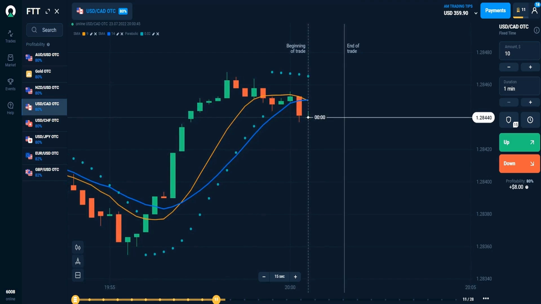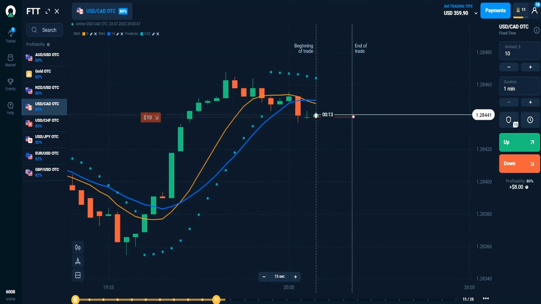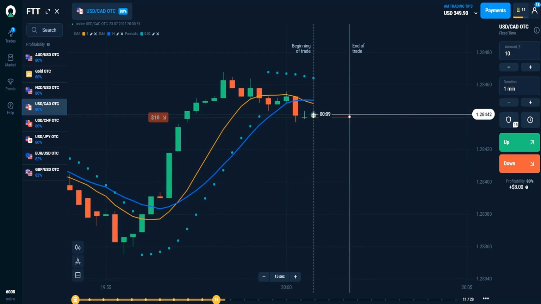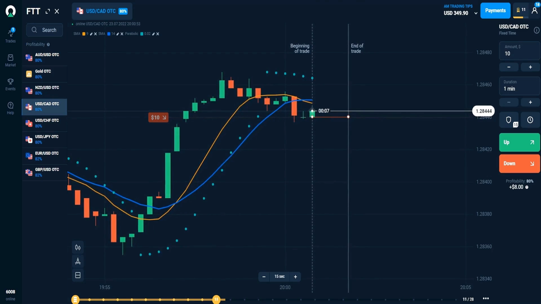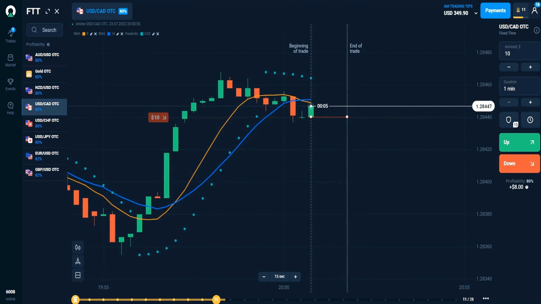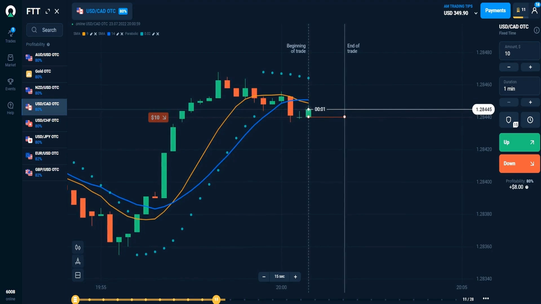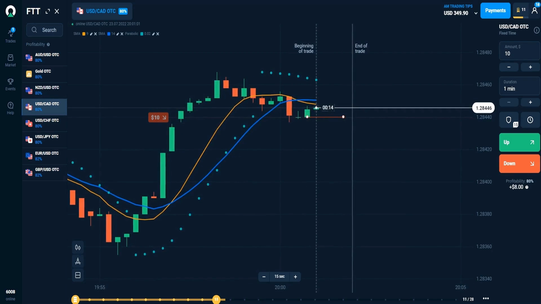All right, traders, let's take a closer look at this sell trade I've just placed. In this setup, we had a perfect alignment of signals. First, notice the crossover between the 2 simple moving averages, the 9-period and 14-period SMA. That's our first confirmation to look for an entry.